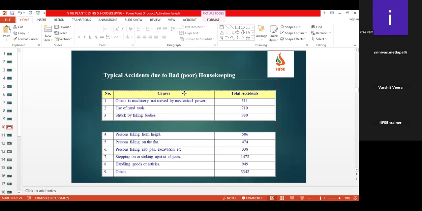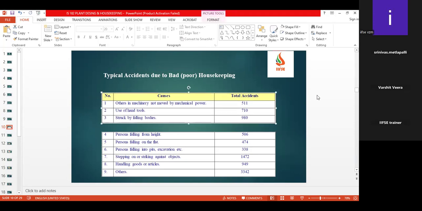So here I have taken some of the incidents which happened in the past. Machinery not moved by mechanical power or use of hand tools, struck by falling bodies, person falling from height, person falling on the same level due to a trip or slippery surface, person falling into pits, which is nothing but negative heights or excavations, stepping or striking against objects, and handling goods and articles and others.